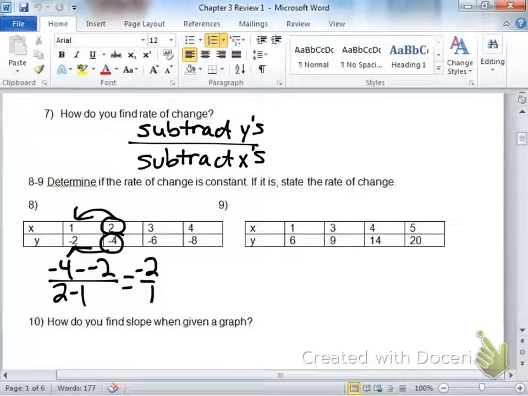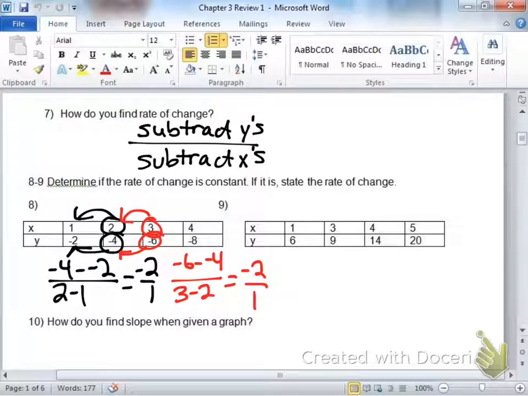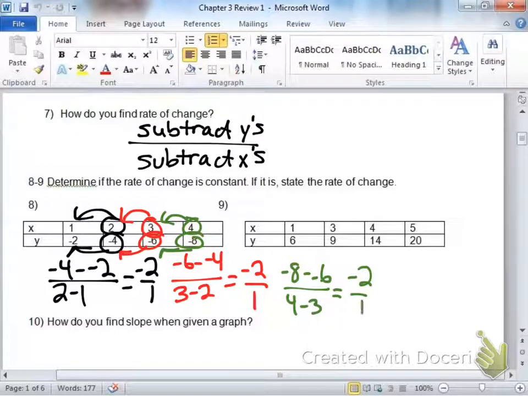And then you do the same thing again for the next two. So -6 minus -4 over 3 minus 2. I'm getting the same thing, -2 over 1. And then finally, we'll do -8 minus -6 over 4 minus 3. And again, that's going to give me -2 over 1.